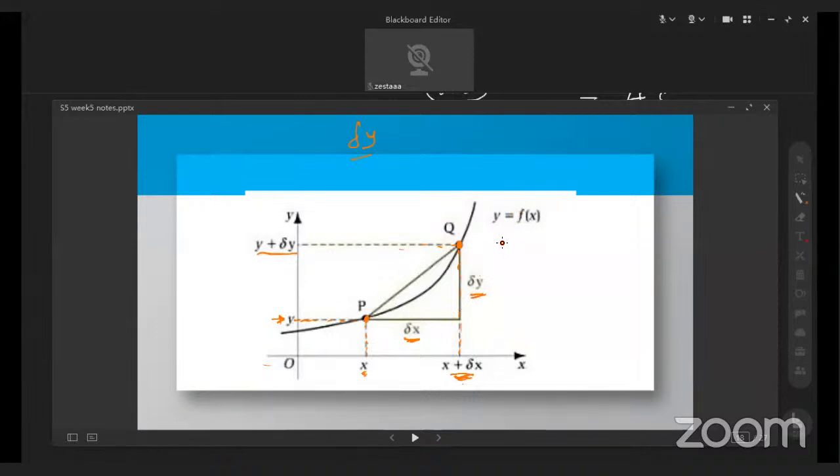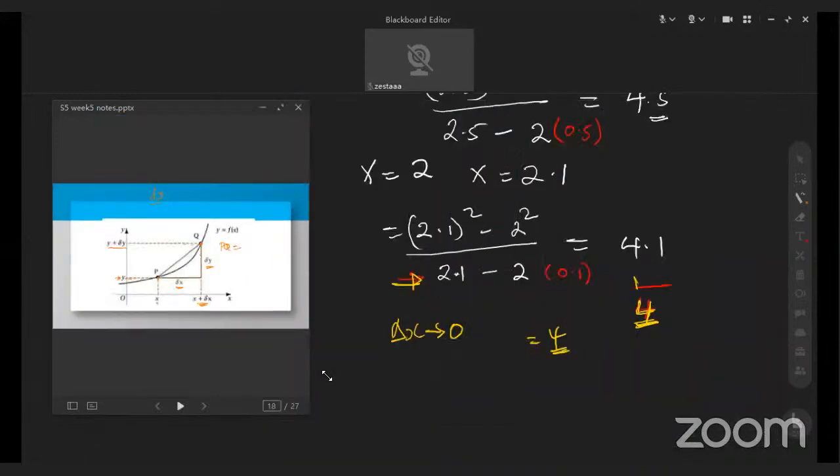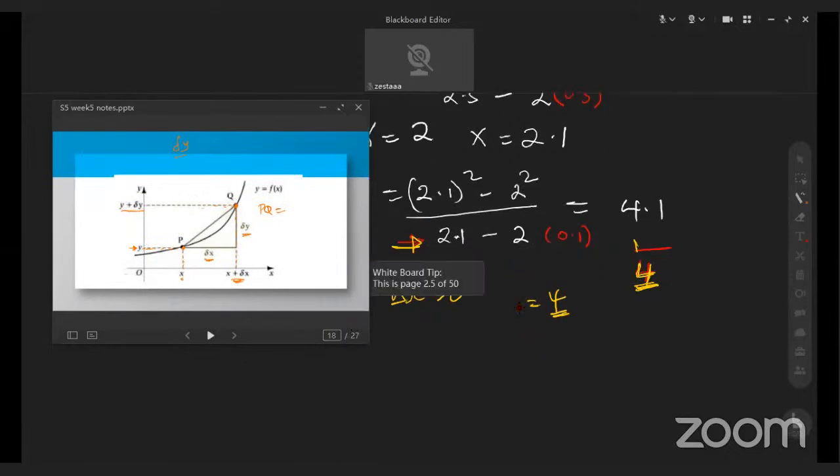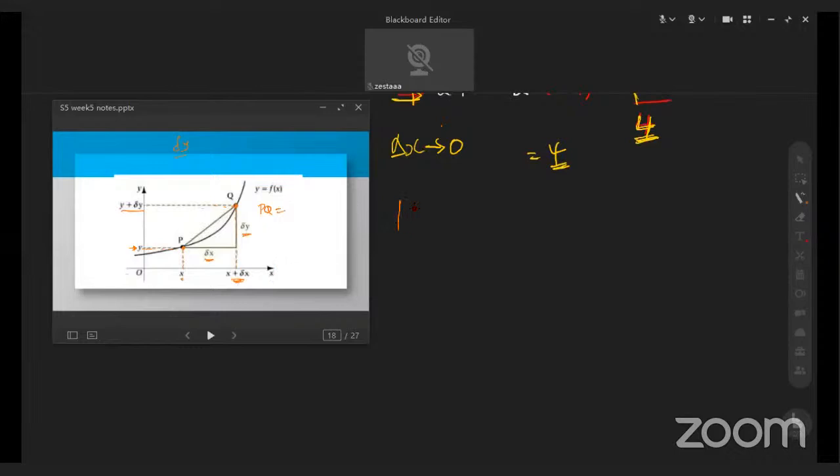Now, if we are told to find the gradient of PQ, we shall have the change in Y over the change in what? The small change in X, which we have here. When you do your substitution, you can write it in that form, or as I said, you can use the sigma notation over the small change in X. Or this is where we also bring in the D: dy/dx. Please, these things mean the same thing.